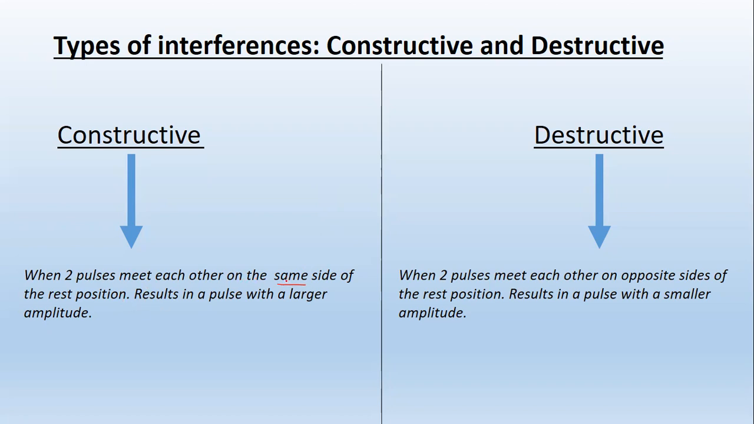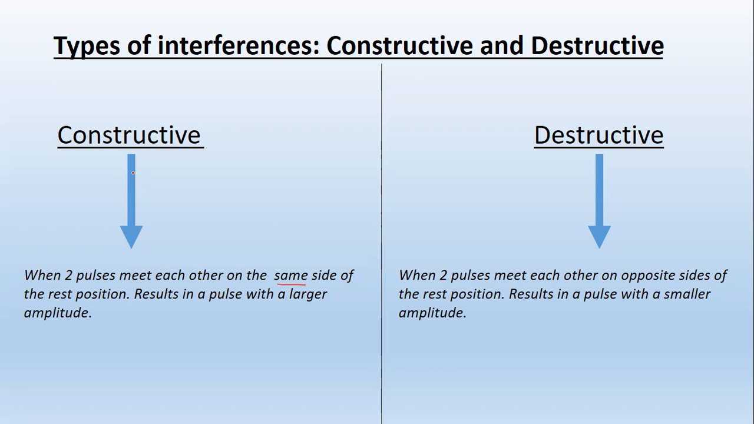And then when these two pulses meet each other on the same side of the rest position, it results in a pulse with a larger amplitude. Now, this superposition, I get it, but you have to understand that we're going to have two pulses that are going to meet each other on the same side. So when two pulses are meeting each other on the same side, during superposition, what's going to happen with the resulting pulse? The resulting pulse, which is a combination of pulse A and pulse B, is going to give a larger amplitude.